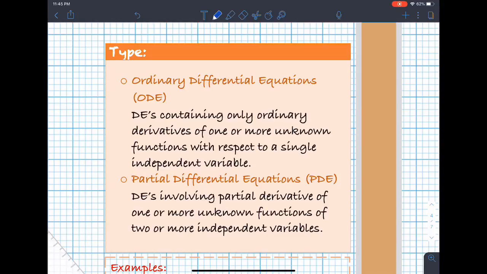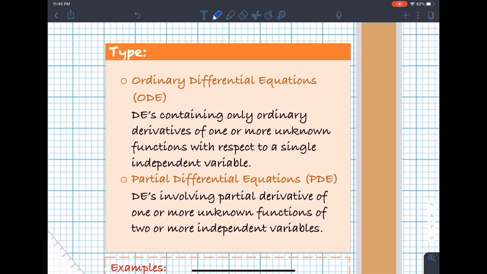An ordinary differential equation contains only ordinary derivatives of one or more unknown functions with respect to a single independent variable. So regardless of how many dependent variables we have, as long as we have one independent variable, that is considered an ordinary differential equation. Partial differential equations are equations involving partial derivatives of one or more unknown functions of two or more independent variables.